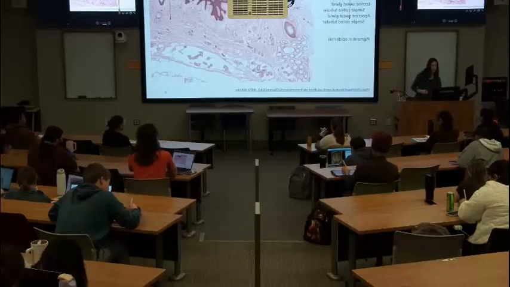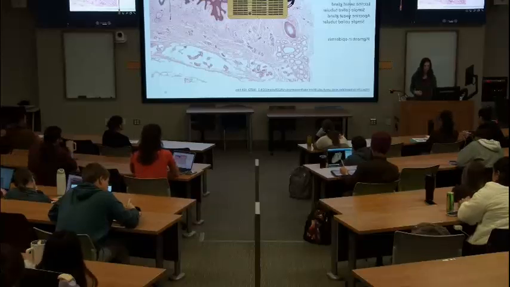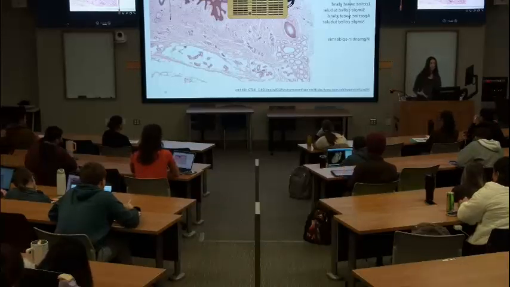Over here, you can see this kind of round thing that's got a bunch of bubbles. That's going to be a sebaceous gland.